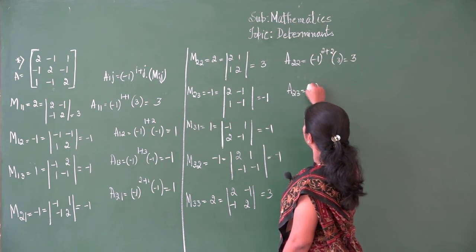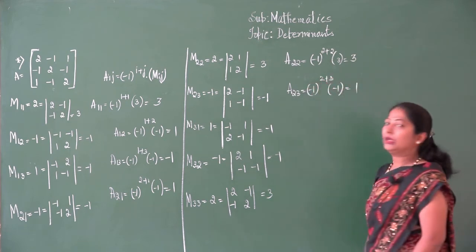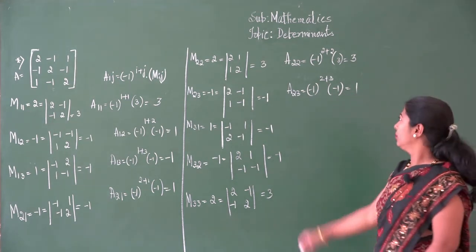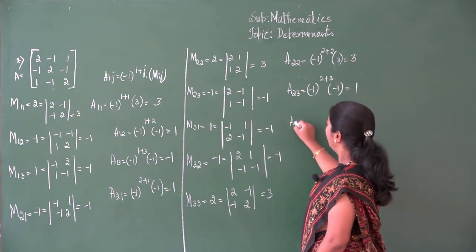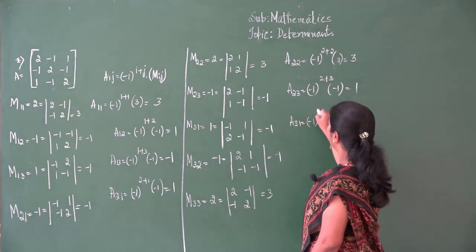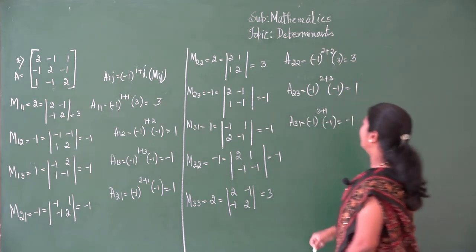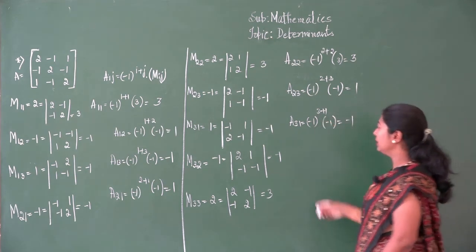A23: minus 1 to the power 2 plus 3 into minus 1 will be plus 1. Minus 1 to the odd power is minus 1. Minus 1 into minus 1 will be plus 1. Similarly, what is A31? Minus 1 to the power 3 plus 1 into minus 1 will be minus 1 again. Minus 1 to the even power is 1. 1 into minus 1 is minus 1.